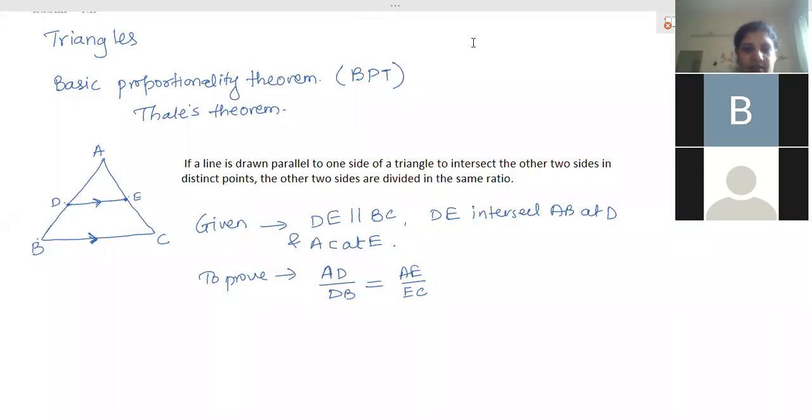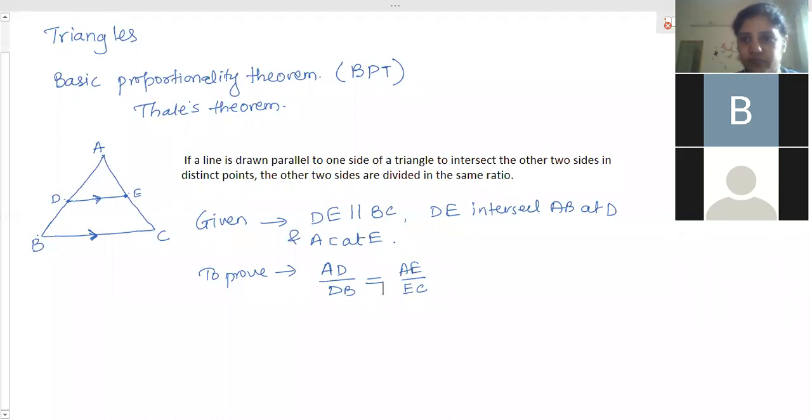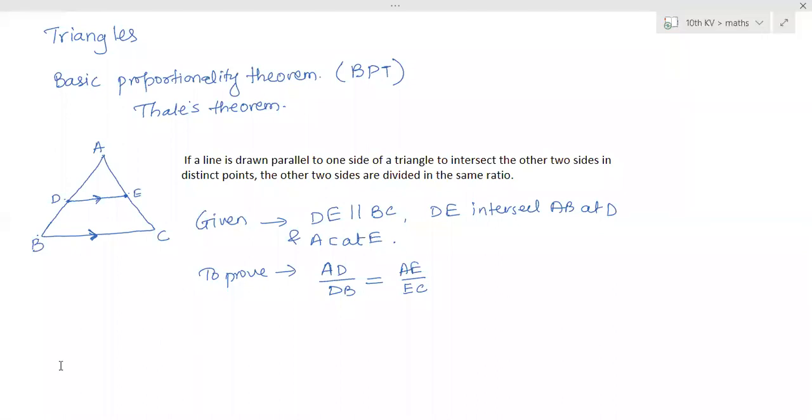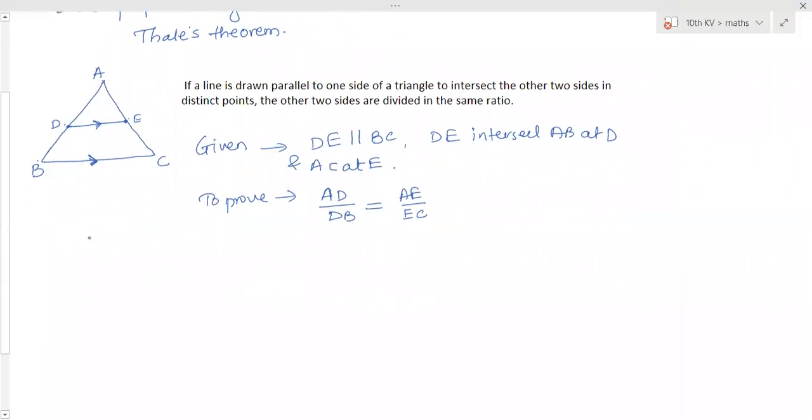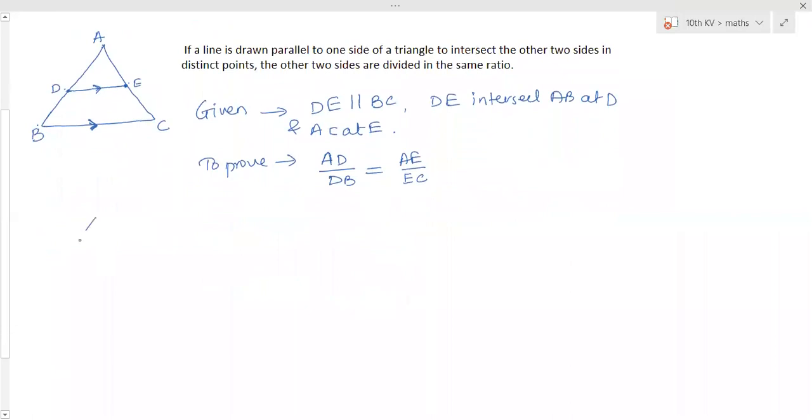Okay, fine. So here we have to prove it. For that we have to do a construction. So what is the construction we have to do? I will first draw the proper diagram so you will understand. So this is A, B, C. This is point D and this is point E.